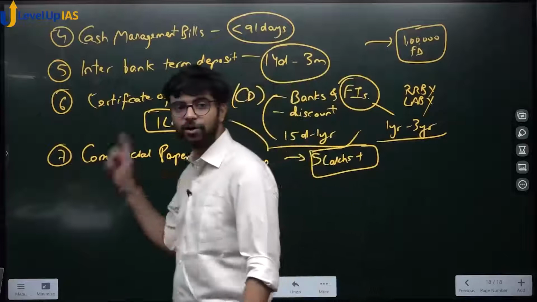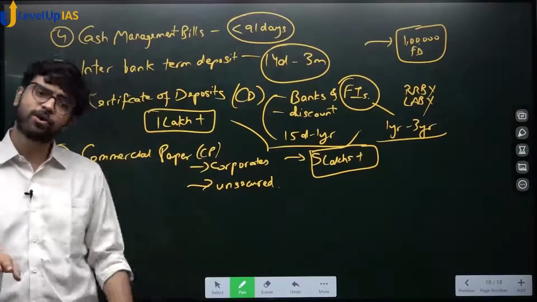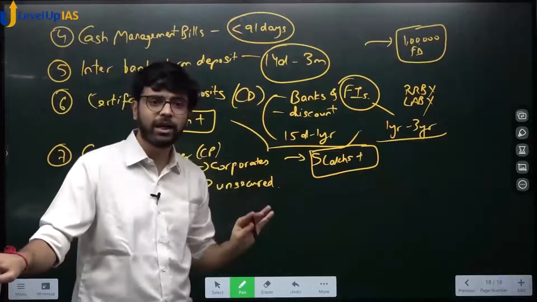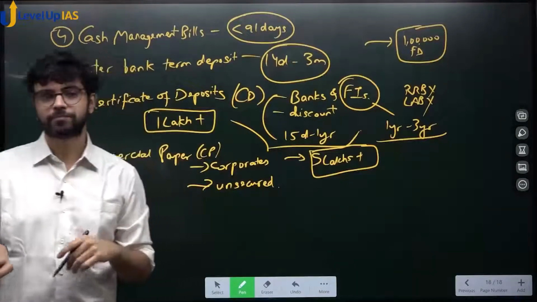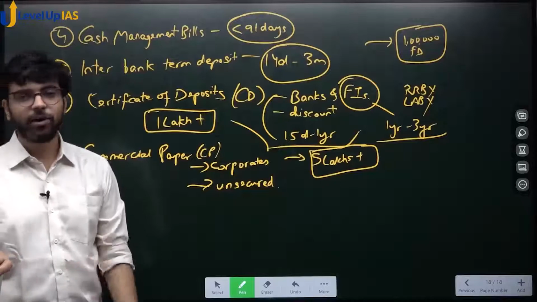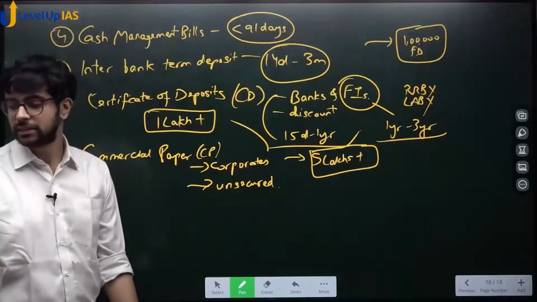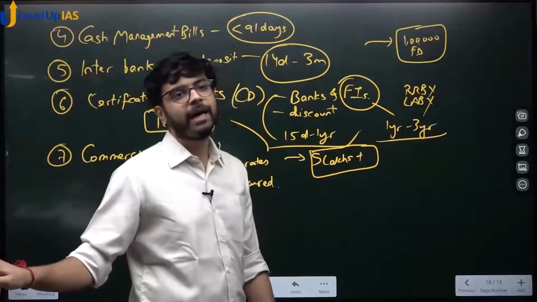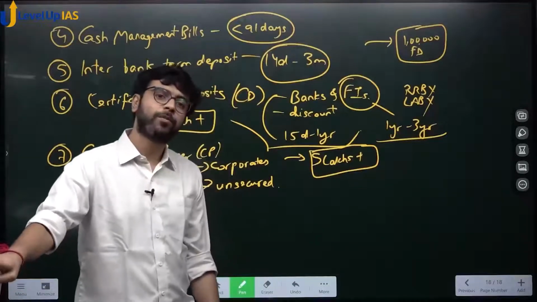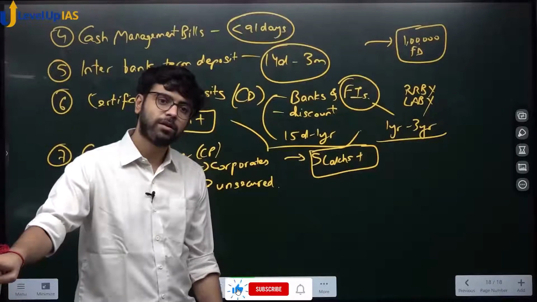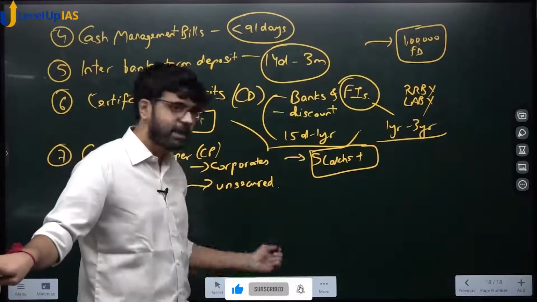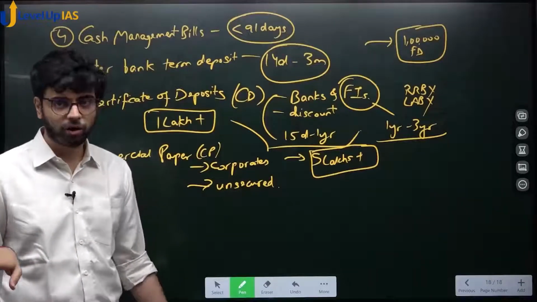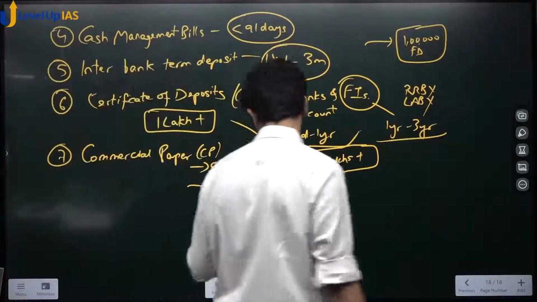Both of these are unsecured. These are all unsecured instruments. Security is only there in LAF and repo. In the rest, there is no security. Now tell me one thing. Can it be issued by any corporate, or only top-rated corporates, or those who are established? Because it is very risky, this restriction is there that only top-rated corporates can issue.